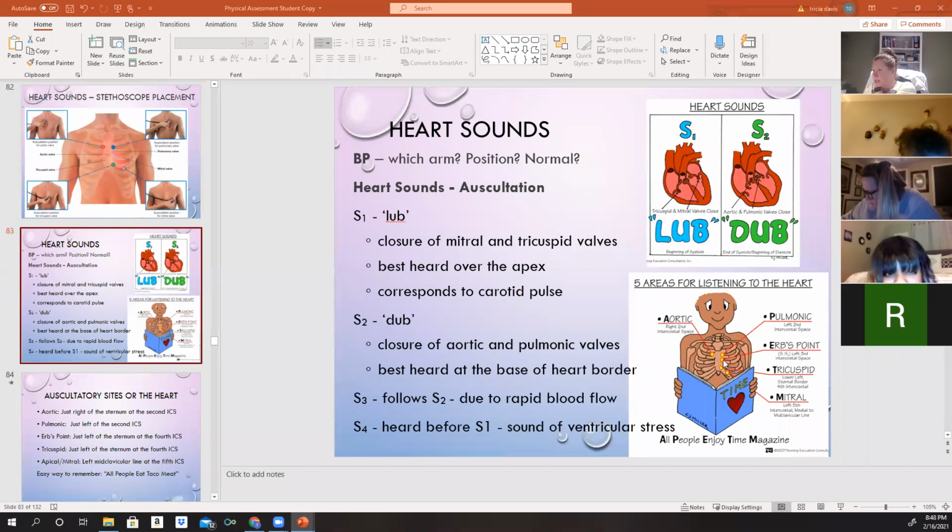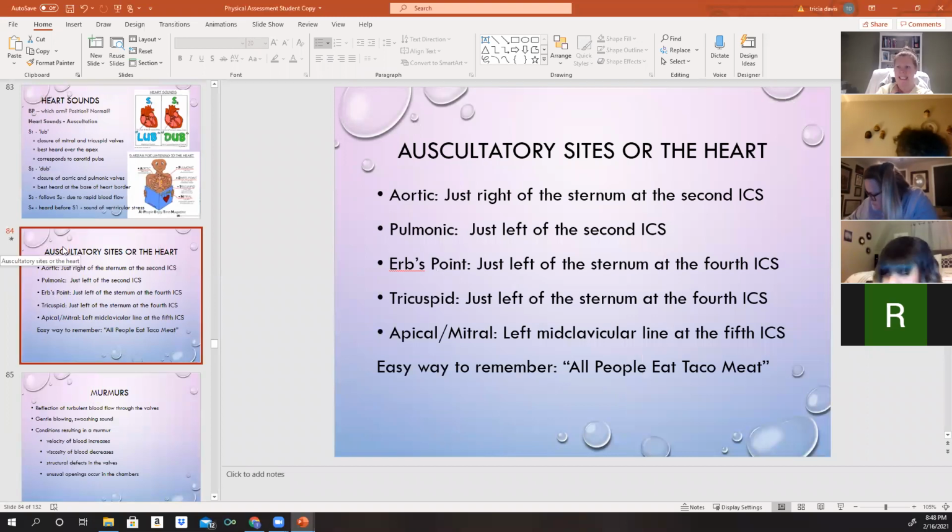So then Erb's point, I told you that is the third intercostal space. This is a cute little diagram here. And this just shows you the lub dub and what's closing and what's opening. So, auscultatory sites for the heart. When you want to listen to the aortic area, you're going to listen just to the right of the sternum at the second intercostal space. And when we do right and left, it's us looking at the patient, okay?